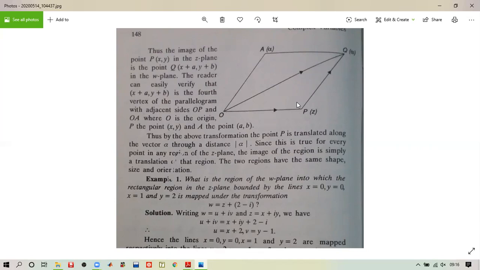Thus, by the above transformation, the point P is translated along the vector alpha through a distance mod alpha. Since this is true for every point in any region of the z plane, the image of the region is simply a translation of that region. The two regions have the same shape, size and orientation.